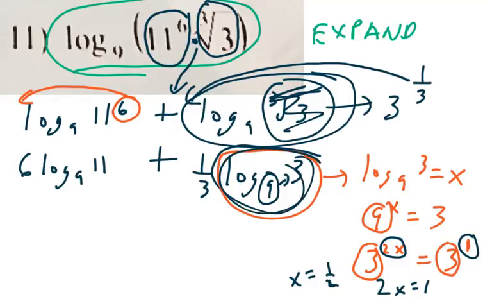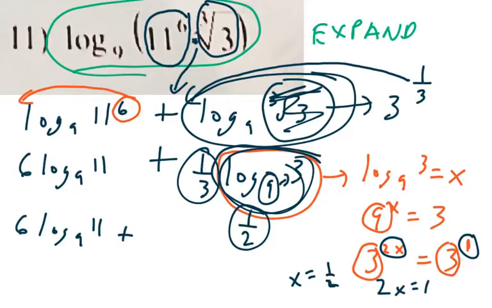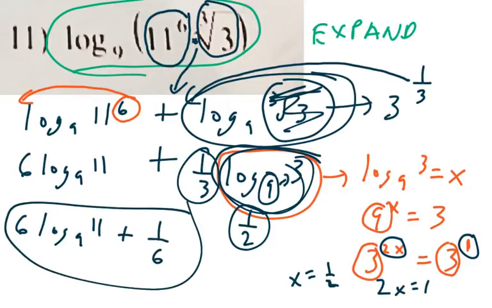So that becomes 1/2. So my final answer is 6 log base 9 of 11. See, 11 and 9 are not powers of each other. So that's why you can't really simplify that. Plus 1/3 times 1/2 is 1/6. And that should be the answer that your teacher will accept.